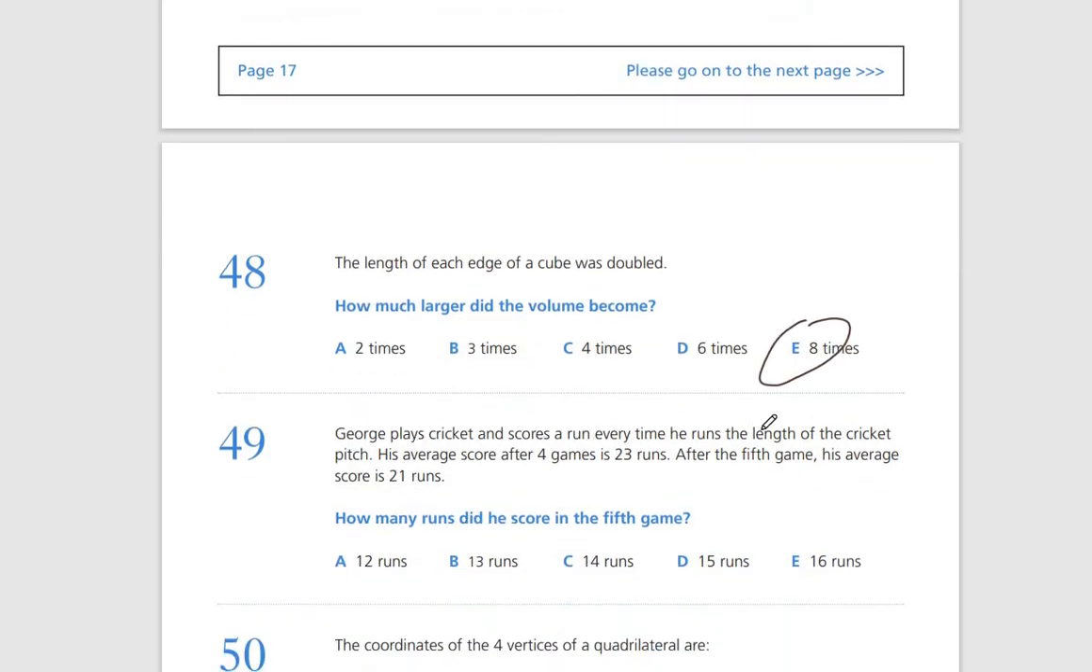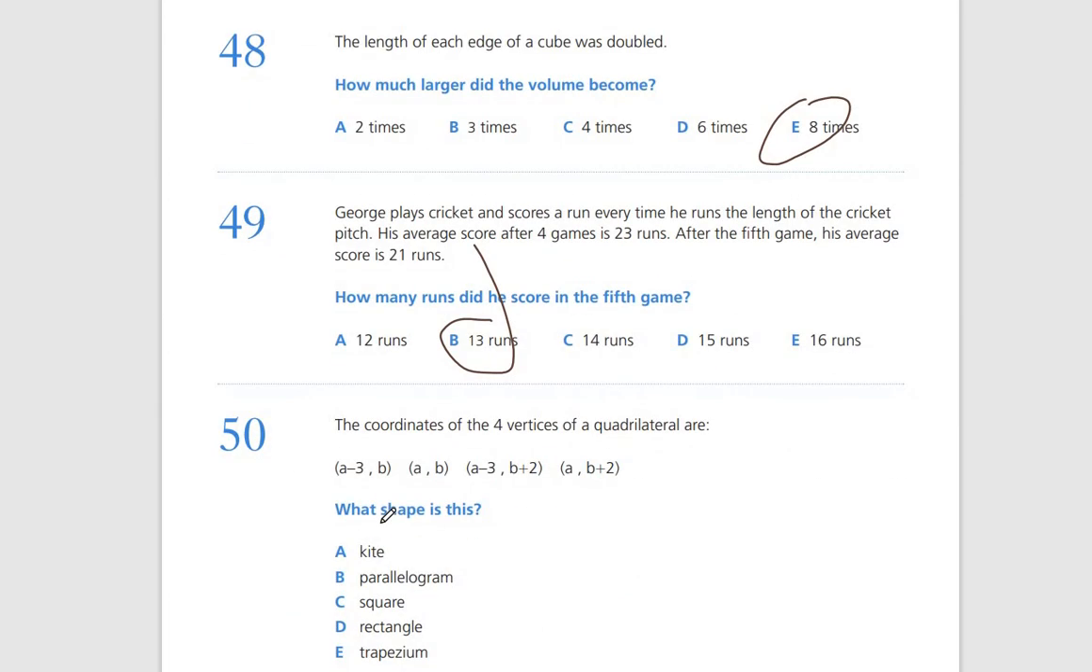49. George plays cricket and scores a run every time he runs the length of the cricket pitch. His average score after 4 games is 23 runs. After the 5th game, his average score is 21. That means A plus B plus C plus D divided by 4 will be 23. Then A plus B plus C plus D plus E divided by 5 gives 21. So there's a difference, and what will be E? If you work it out, it'll be B, which is 13 runs. That means he did 13 runs on his 5th game, making an average of 21 runs.